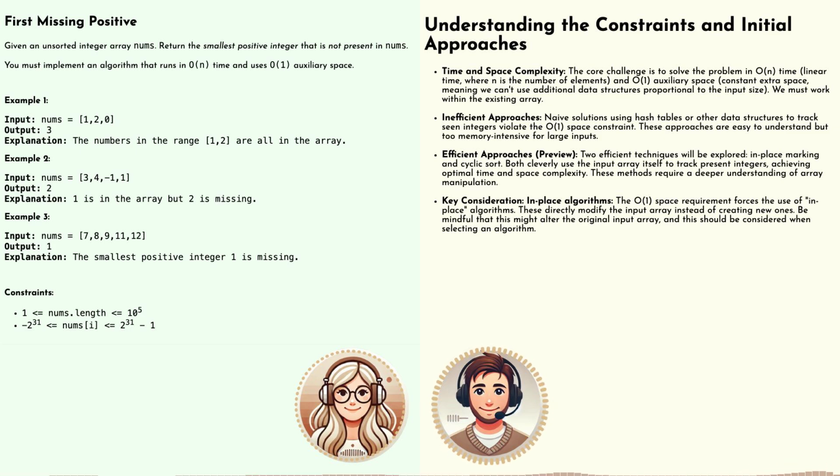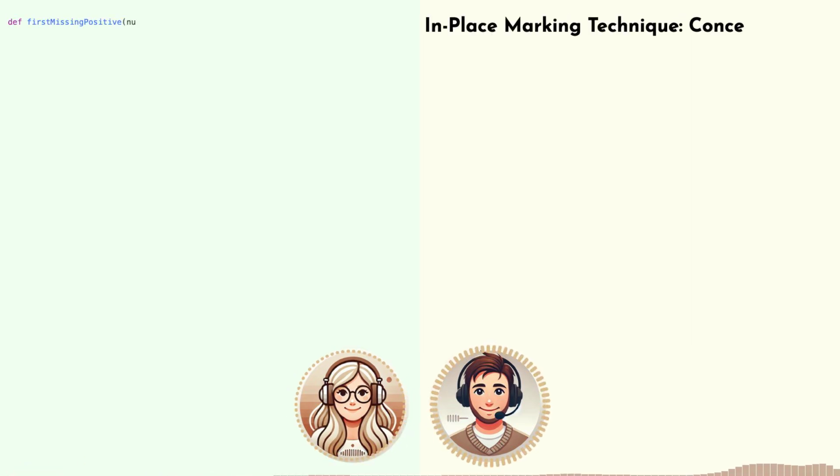But I'm guessing the solution isn't just a quick sort and search. You're catching on. Sorting would blow our time complexity out of the water. Right, most sorting algorithms are at least O(n log n). Plus, we might need extra space for the sorting process itself. Exactly, so sorting's off the table. So we need to get a bit more creative. What if we try to use the array itself as a tool? Now you're thinking. That's where things get really interesting. Lead me down this path.